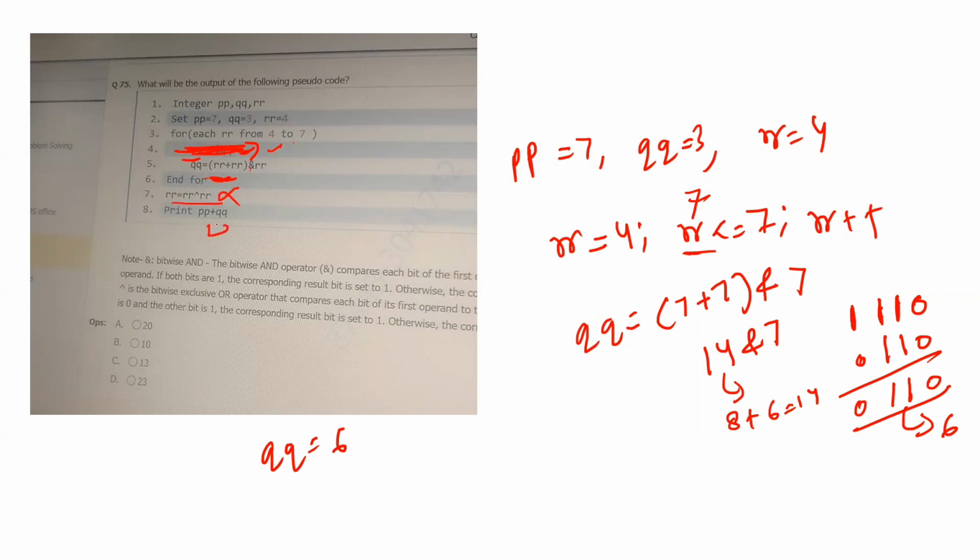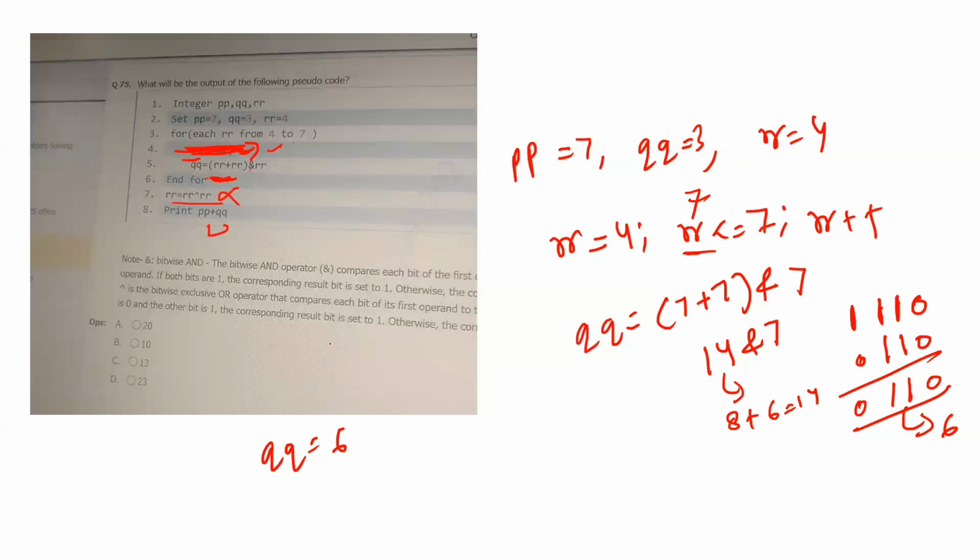Because at the end, we have to simply print PP plus QQ. So RR is not even in consideration when returning the output, right? So simply, you don't need to calculate. This is an unnecessary, irrelevant statement. It is not contributing to the output, right? So the PP value never got changed.